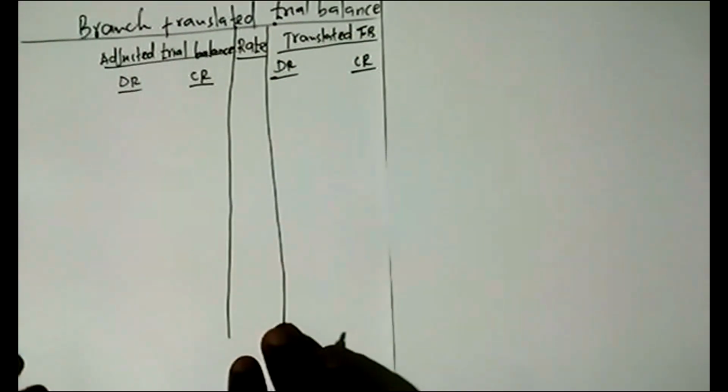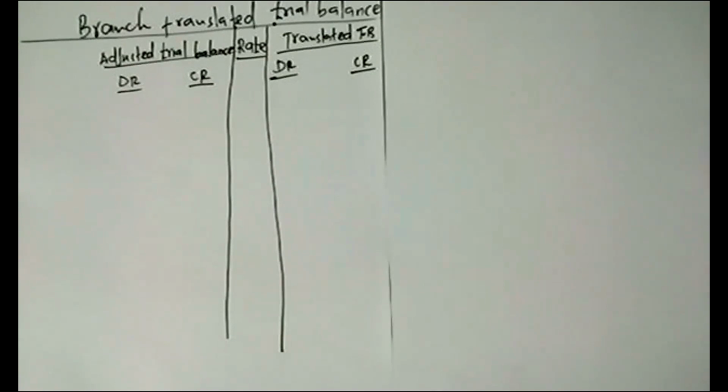So we have to start with the items which are given. So the first item which was given in that overseas branch, I need to display it so that you know what I'm doing.